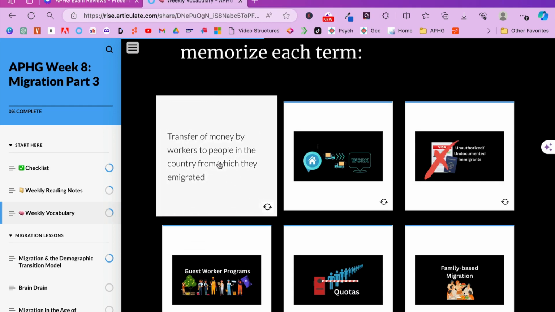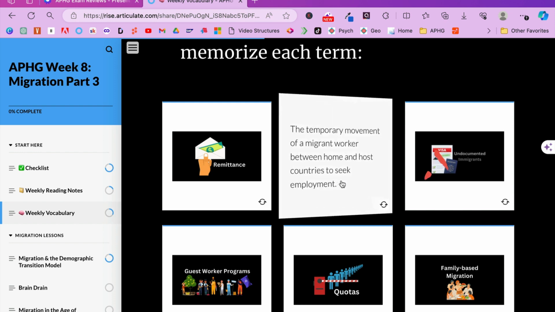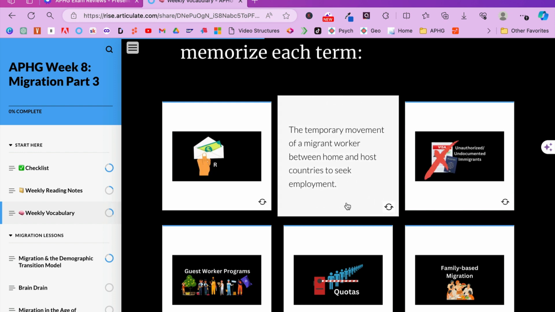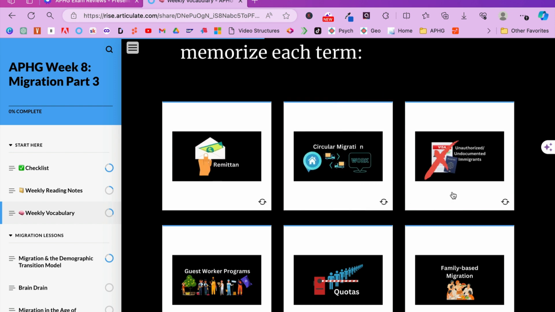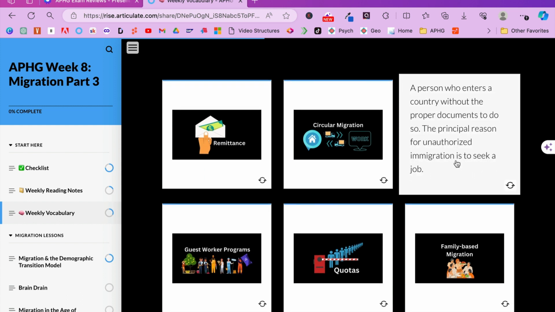All right, vocabulary for our third migration section. Remittance, transfer of money by workers to people in the country from which they emigrated. Circular migration, the temporary movement of a migrant worker between home and host countries to seek employment. Unauthorized or undocumented immigrants, a person who enters a country without the proper documents to do so.